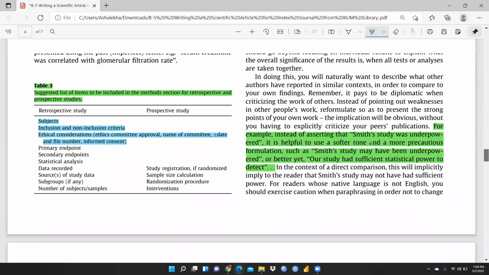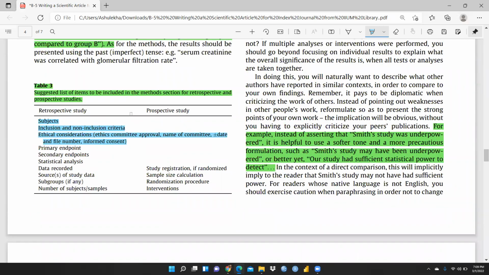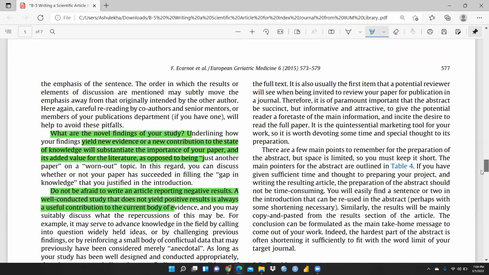Then we come to table 3, which is exactly related to your prospective studies. This is related to your methods for a retrospective study and a prospective study. Subjects, inclusion and non-inclusion criteria, primary endpoint, secondary endpoint, statistical analysis, each and everything is given here. But for a prospective study, registration, if randomized, sample size calculation, and randomization procedure should all be explained over here.